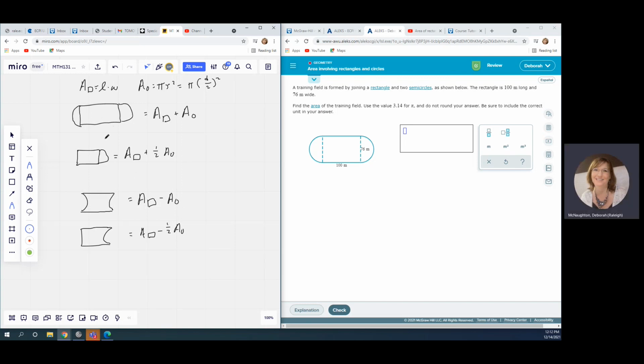So here we're adding and here we're subtracting. And so you decide whether you're subtracting off a whole circle or adding a whole circle, or if you're adding half a circle or subtracting half a circle. So this one, I'm adding a whole circle, a whole rectangle, and a whole circle.